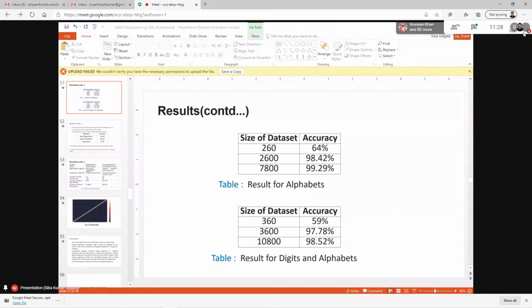Okay, okay. But we will get the same accuracy. You'll get the same accuracy. Okay, okay. But we'll find some difference in execution time only. Yes, you'll find a large difference in execution time.